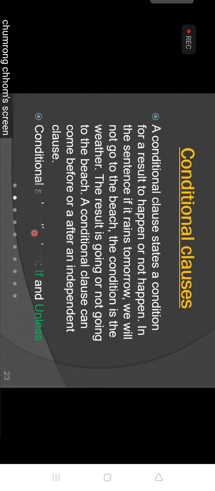So usually when we talk about condition, we use if, and also unless, in case, provided that, as long as, as if, as though. I told you already, right? As if, as though, which conditional do we use them in, the first or the others? Second and third. Don't forget that, right?